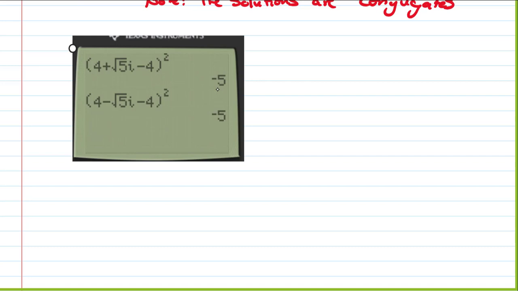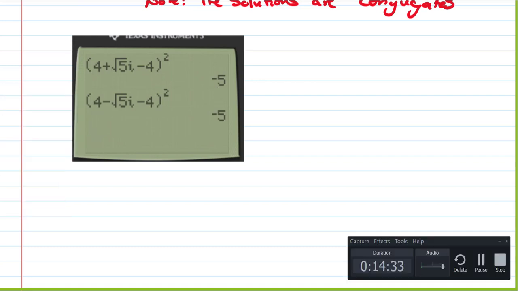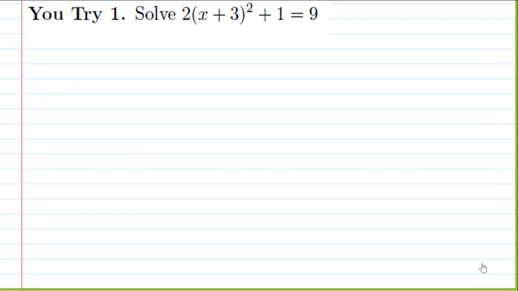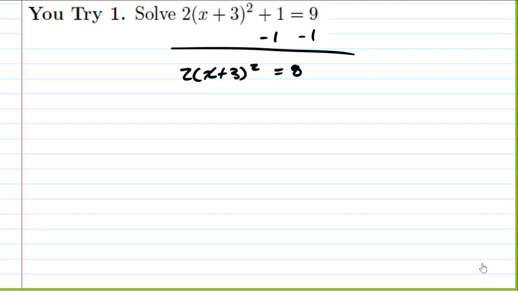All right. So now, the first thing we're going to need to do to resolve this is to isolate our perfect square. So we minus 1, and we get 2 times (x plus 3) squared is equal to 8. We divide by 2, and we get (x plus 3) squared is equal to 4. And we identify our a and our b.